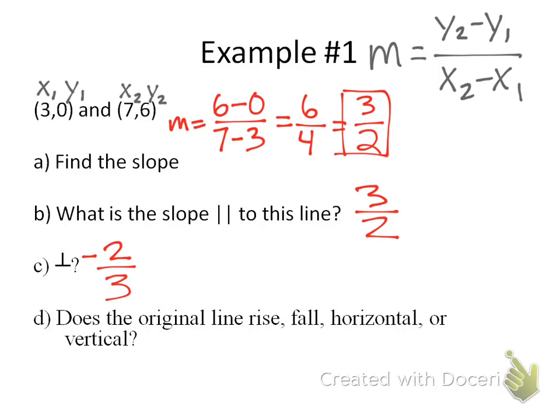Now, part D is asking me about the original line I was talking about. So, the line through these 2 points. Is this rising, falling, horizontal, or vertical? Rising. How do you know it's rising? Because it's positive. Good. If it's 0 or undefined, that's when you get into the vertical horizontal. For rising, it's a positive number. For falling, it's a negative number. What are your questions on slope?